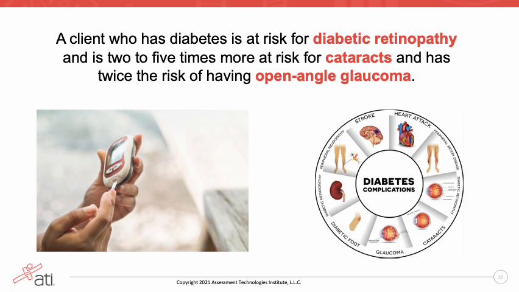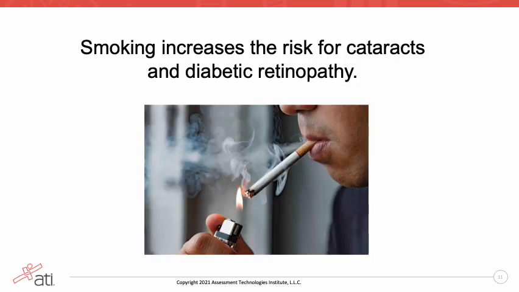Clients who have diabetes are at risk for that diabetic retinopathy. They are also 2 to 5 times more at risk for cataracts and twice as at risk for having open angle glaucoma. So it's super important that any patient that has diabetes is getting their annual eye exam. Smoking can also increase the risk for cataracts and diabetic retinopathy. So as usual, we are educating our patients on the dangers of smoking.